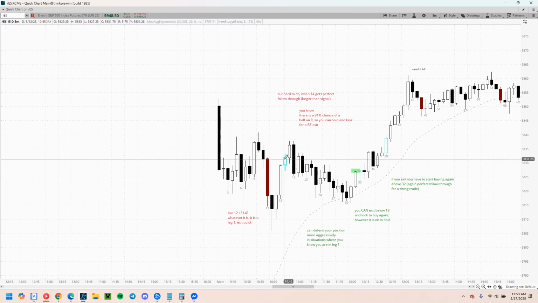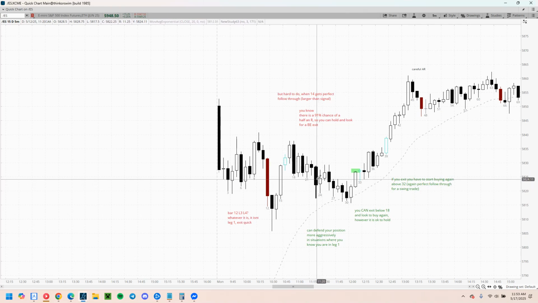So I found almost no examples. I think I have like 60 plus examples of leg 1, and I think I found one example where you don't get at least half an R of a symmetrical second leg. So with that being said, boil it down to, keep trading simple.